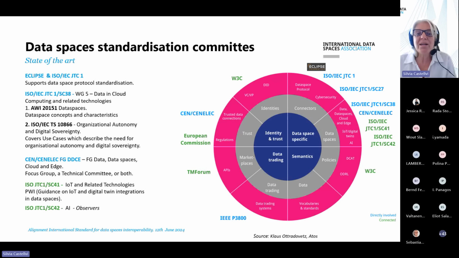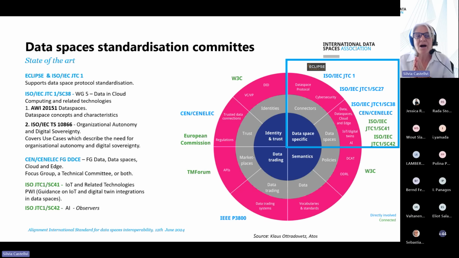Okay, so let me show you a little bit what is happening very quickly, because I don't want to take too much time, but what is happening on data spaces here. I would like to highlight important activities around the Data Space Protocol, and Sebastian will talk about it later, but also the ISO SC 38 on data and cloud computing and related technologies. And here there are two important projects that you can see on the slides, and Sebastian will explain also.